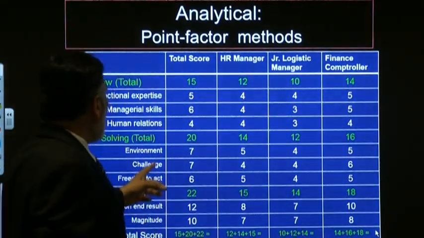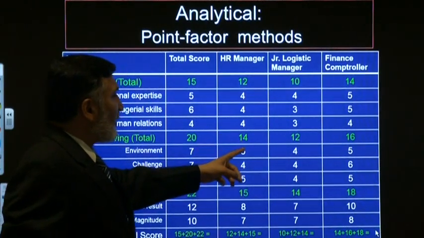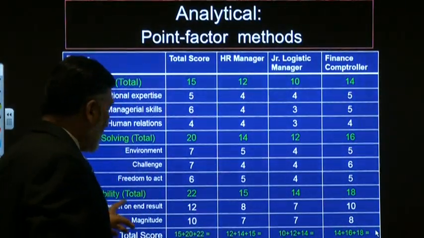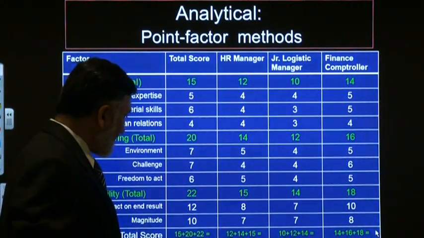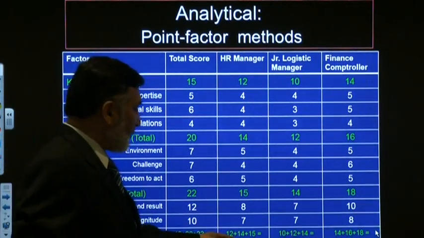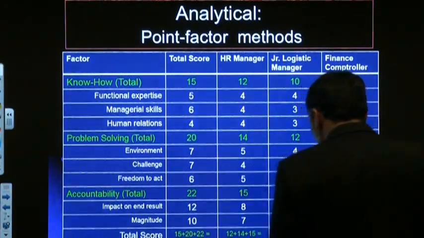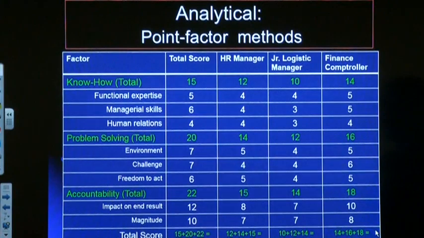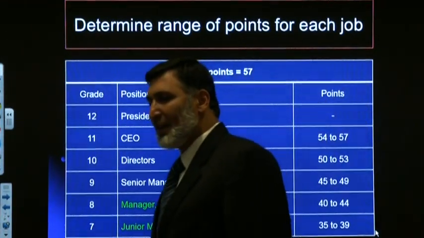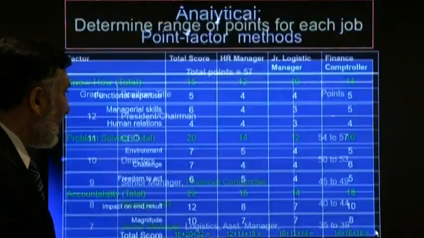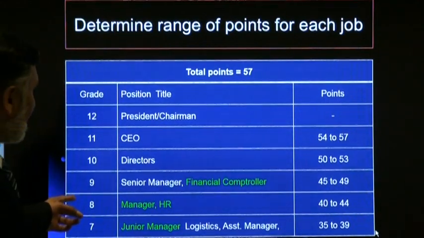Similarly, in problem solving, HR manager got 14, logistic 12 and controller 16, and in accountability, HR manager got 15, logistic 14 and controller 18. The total scores are: HR manager got 41, the junior logistic manager got 36 and the controller got 48. So now we have determined the relative worth, and now we can slot them. In grade 9, all the positions falling within 45 to 49 will be assigned grade 9. So if you can see, the controller position is 48, so it falls in grade 9. HR manager, 40 to 44.